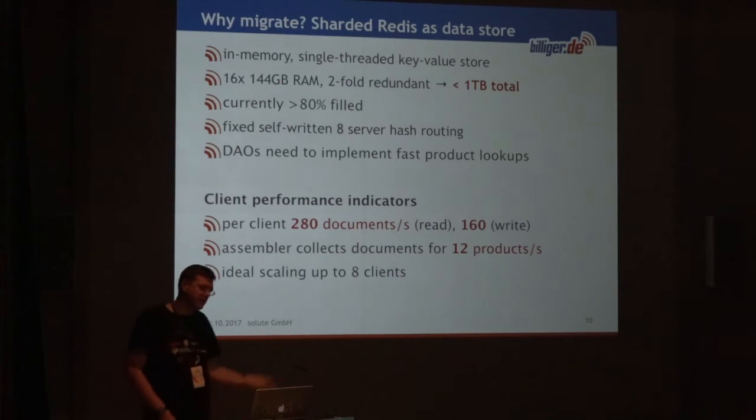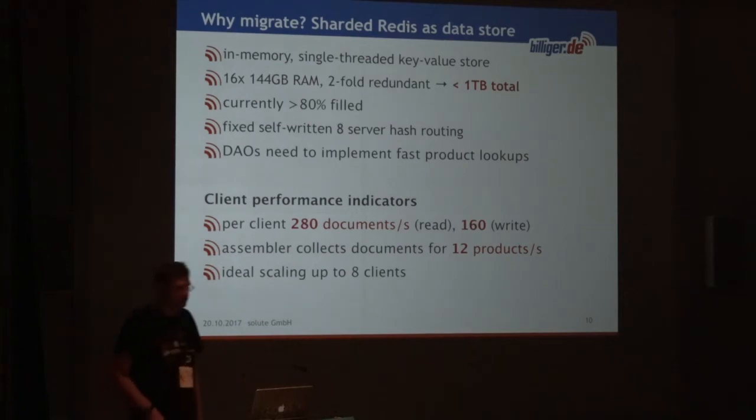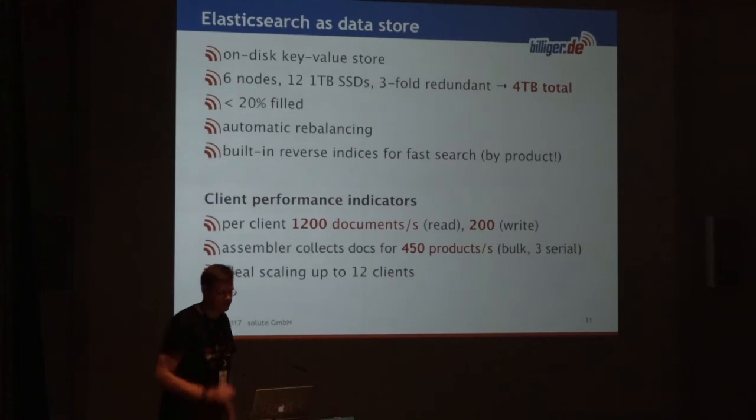That's great. However, 12 products per second makes about 8 million product changes per day, and that's pretty much the baseline that we currently need. Okay, so can we do better?